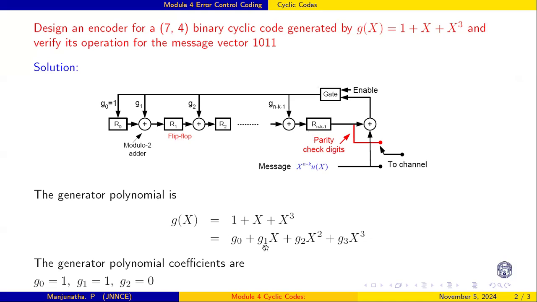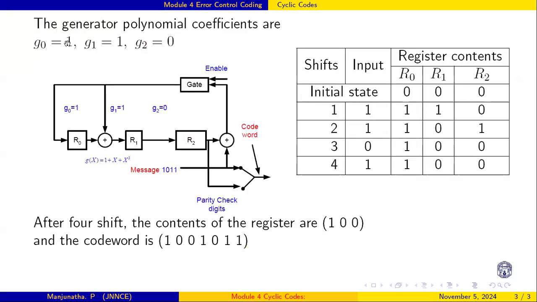So based on this, now we will draw the encoder. g0 is 1, g1 is 1, g2 is 0. The number of registers is 3: R0, R1, R2. There is a connection here from this XOR gate, one connection is there, and g2 is 0, so there is no connection here. And lastly, we have R2 here.